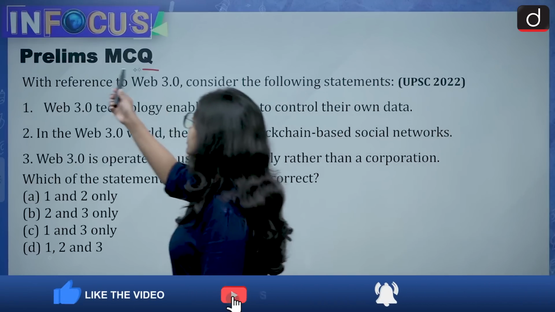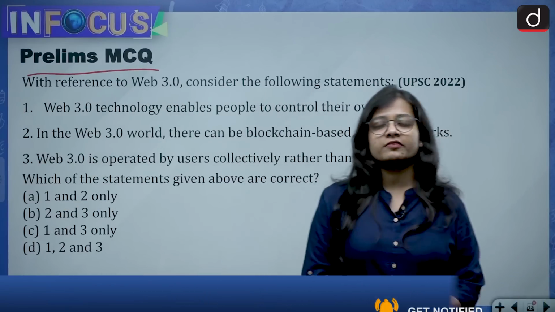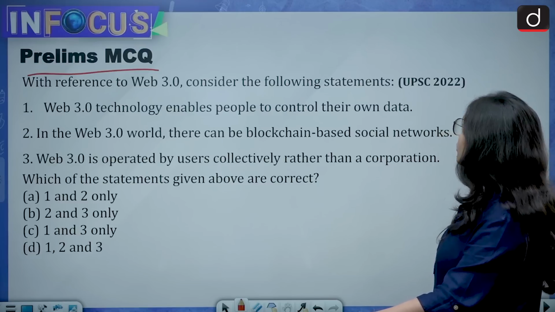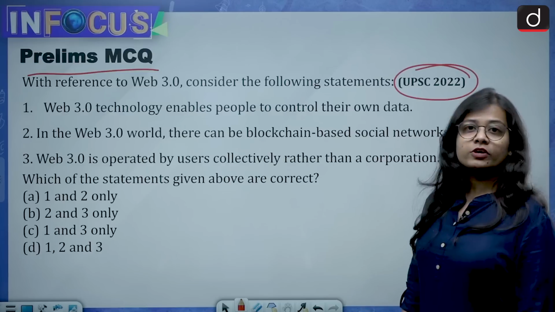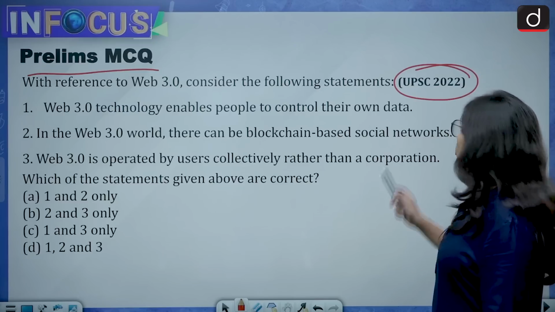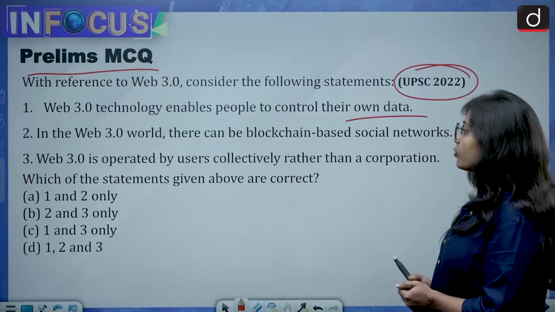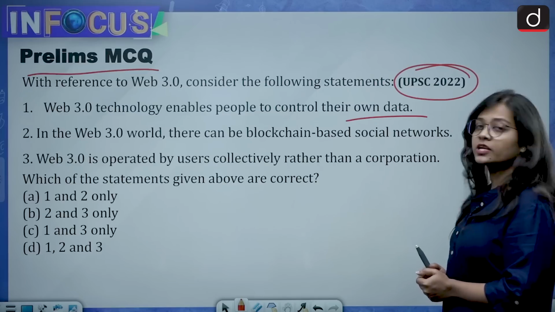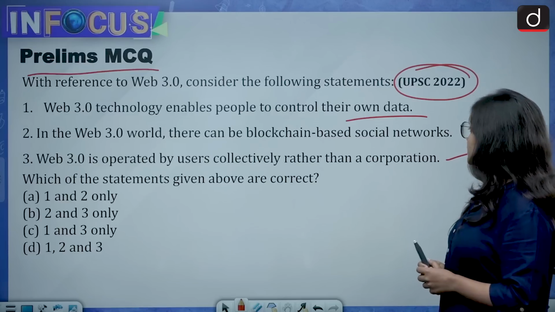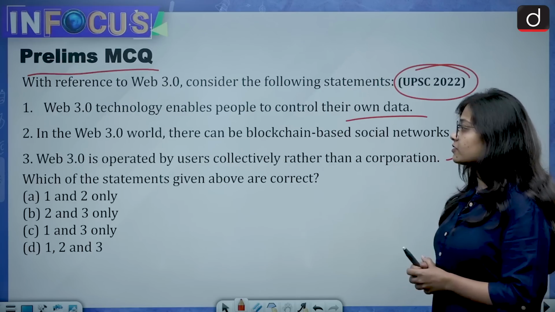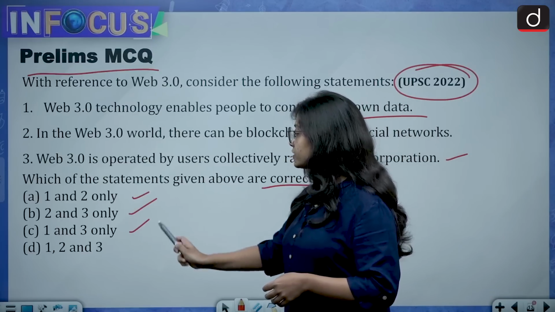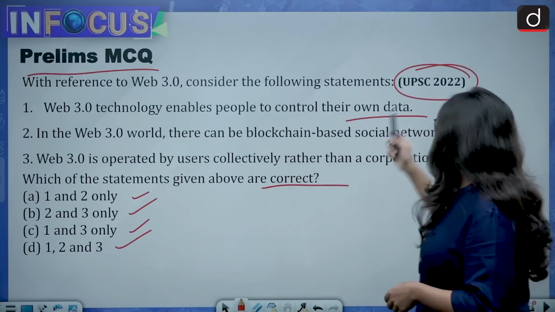Okay, for you people, today's prelims MCQ, tell me the answer in the comment section. The question says, with reference to Web 3.0, consider the following statements. This question was asked in UPSC 2022. The first statement says, Web 3.0 technology enables people to control their own data. Second, in the Web 3.0 world, there can be blockchain based social networks. And third says, Web 3.0 is operated by users collectively rather than a corporation. Which of the statements given above are correct? The codes are 1 and 2 only, 2 and 3 only, 1 and 3 only, 1, 2 and 3 only. This is the UPSC 2022 question.